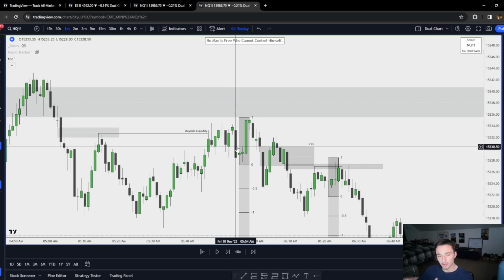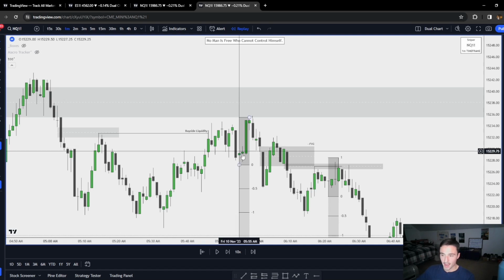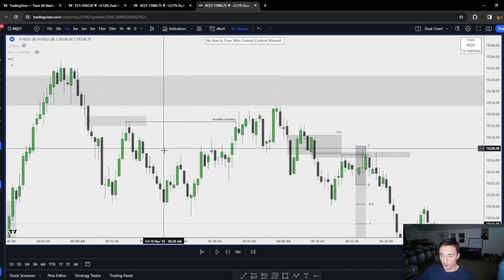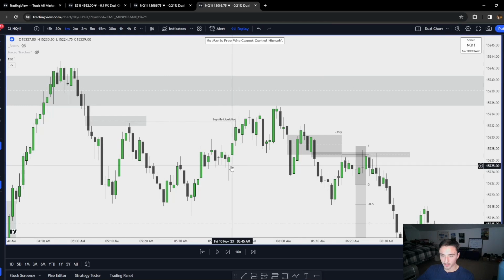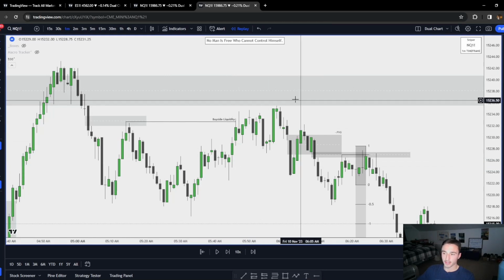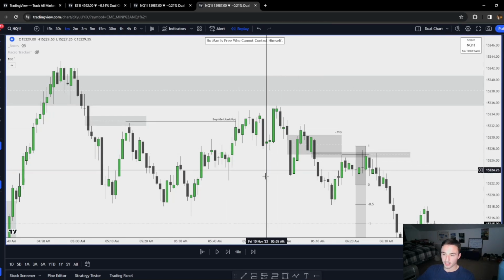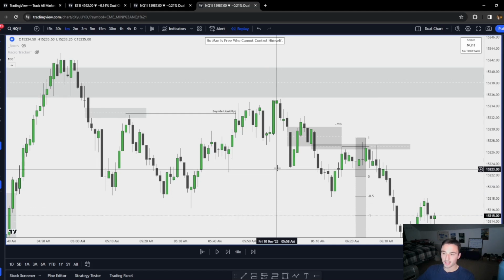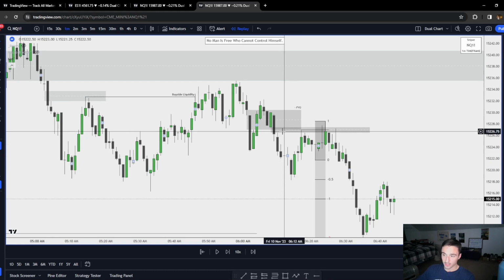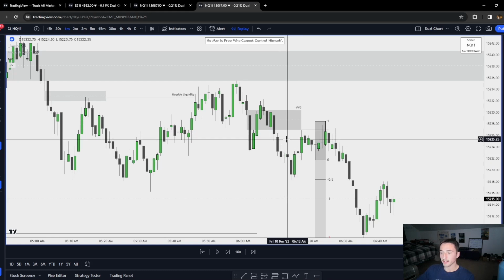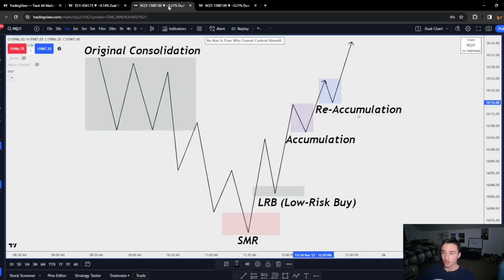So putting all of this together, you can start to see how I'm framing my entries. No entries over here because we have no stop run. We have no manipulation leg. This is when we finally get our manipulation leg, and that is whenever I would be looking to take this low risk sell or this distribution phase 1 right here. So now that we have that gone over, let's look at market maker buy models.